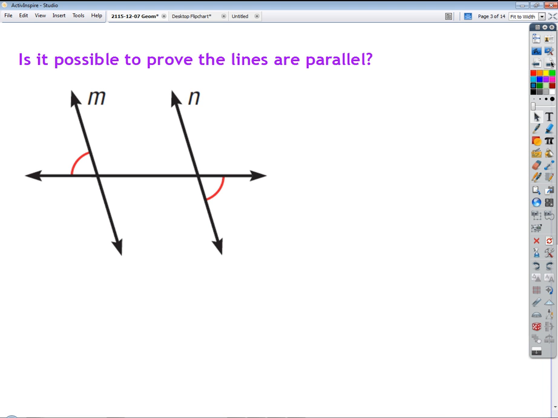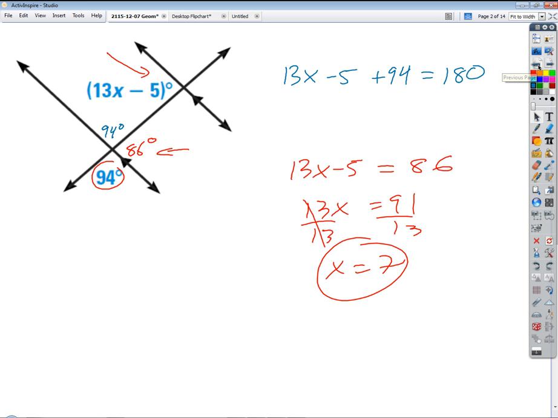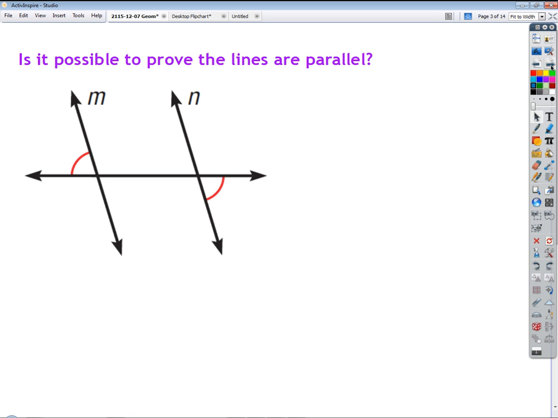Oh, question? Sorry, you have a question? On the last one, were we just solving for x? Yeah, we were just solving for x. That's all we wanted to do. Just solve for x. I should have written that on the problem. Okay, what about here?